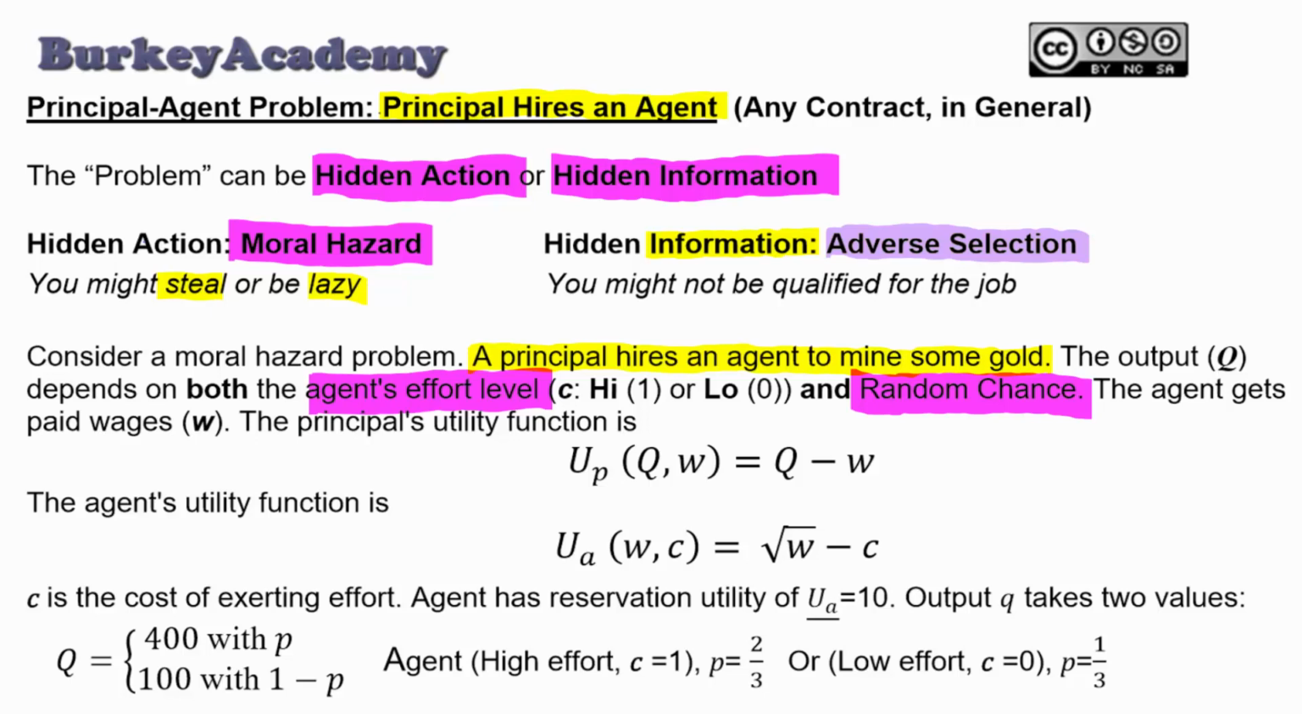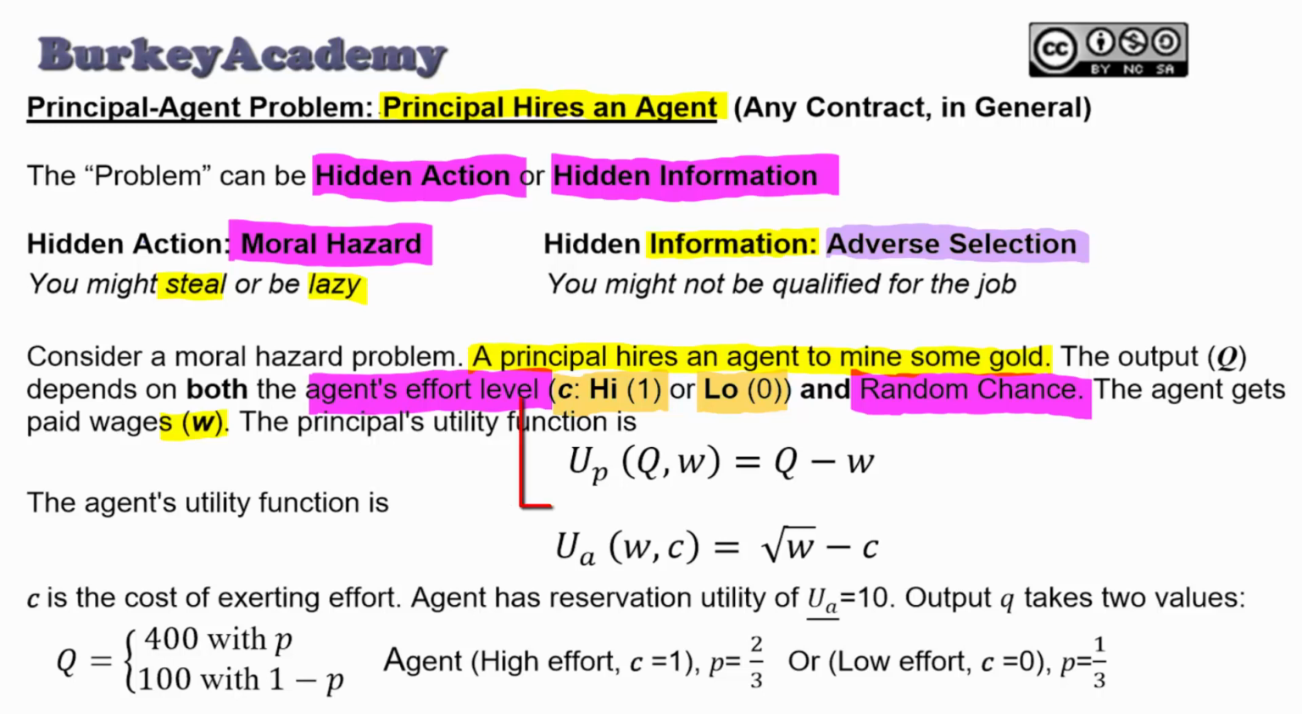So we are the principal, we're hiring this agent. We're going to pay this agent wages, which we're going to call W. The agent's effort, we're going to assume, can either be high or low. So we're just restricting it to be either high or low. And we're going to call high an effort of 1 and low an effort of 0.